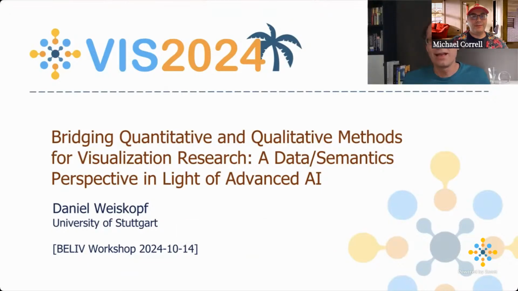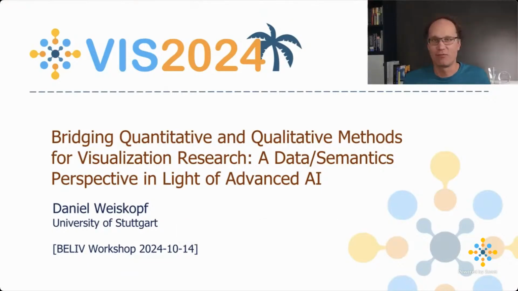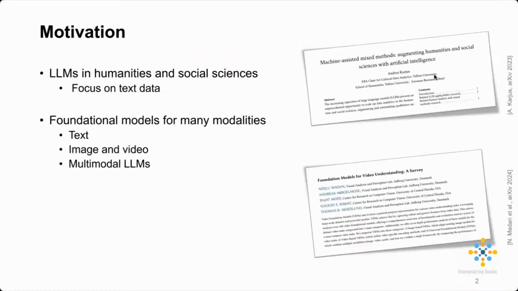Hello and welcome to my talk on Bridging Quantitative and Qualitative Methods for Visualization Research, a Data Semantics Perspective in Light of Advanced AI. With progress in AI technology, there's already a massive impact on how research is being done. One example is the use of large language models, for example, for analyzing text data in the humanities and social sciences. Another cornerstone is the availability of foundational models for many modalities, including text, image, and video. Multimodal models are of special interest for us, as many visualization studies record such data.